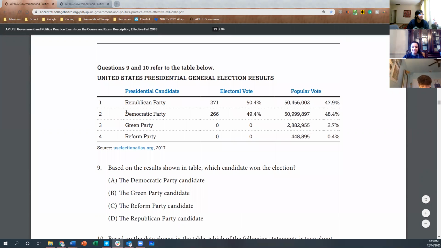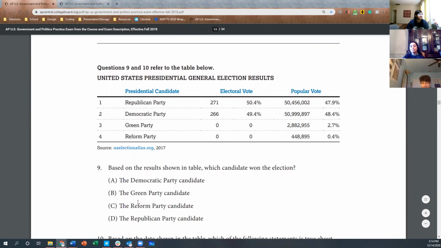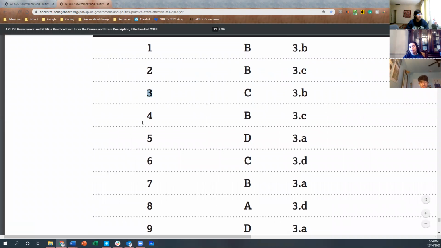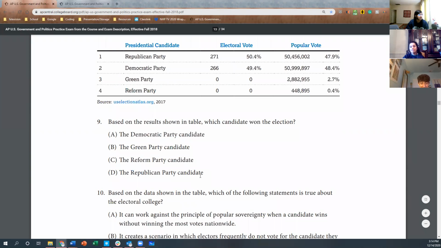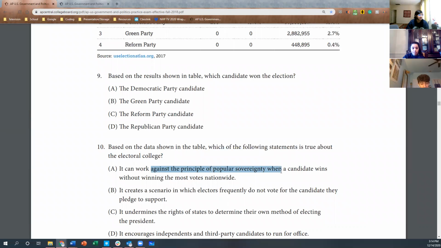Anywho. Oh, we did this one. I think these were the released ones. The Republican Party. Okay, this is D, a common sense question. Because you have to get to 270 to win. The electors started voting today, which is interesting. Which of the following statements is true about the Electoral College? It can work against the principle. Yeah, that makes sense.